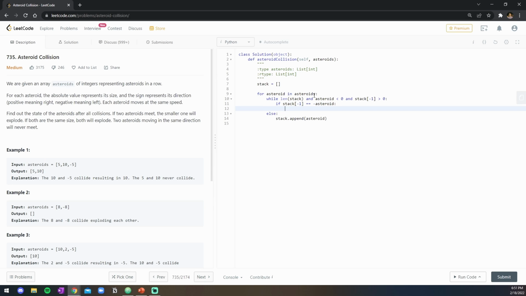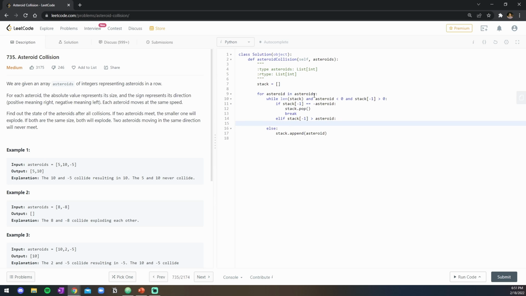Now, when two values are equal to each other, we need to make sure that both of them get destroyed. And we can do this by just popping the value from the stack, and we can break out of this while loop. And so we move on to the next value, next asteroid that comes in. The other case is where you're looking at the top of the stack again, but the top of the stack is greater than the asteroid.